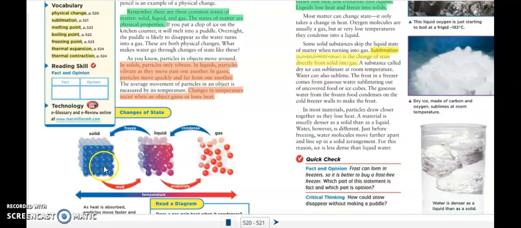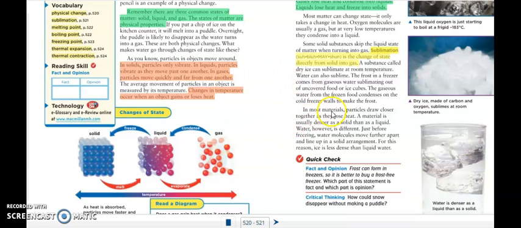So as we see in this figure, as temperature increases, the solid melts and becomes liquid. The liquid evaporates and becomes gas. And when temperature decreases, the gas condenses and becomes liquid, and the liquid freezes and becomes solid.